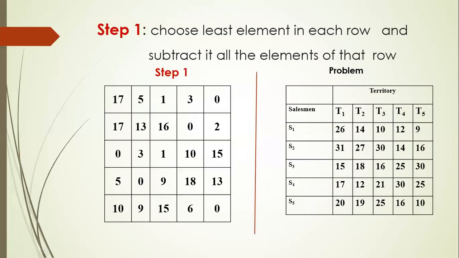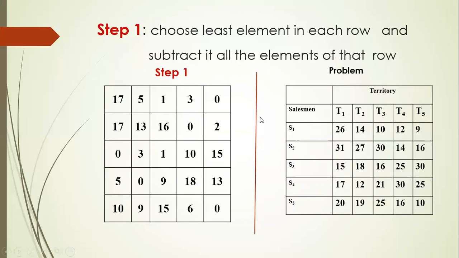Step 1. First check whether it is balanced or unbalanced. Balanced means there is no problem. If it is unbalanced, we convert it into a balanced one. If rows are fewer, you have to introduce a new row; if columns are fewer, you have to introduce a new column with zero cost. Step one is a formal step: choose the least element in each row and subtract it from all the elements of that row.